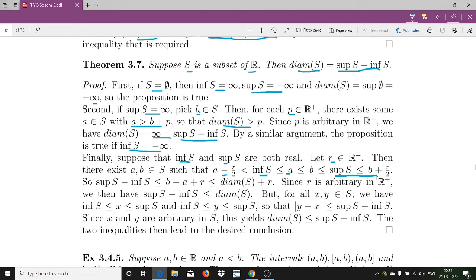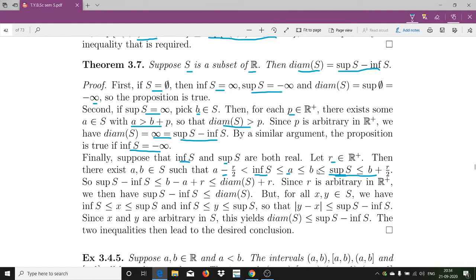So you will have an inequality of this kind: a minus r by 2 less than the infimum of S. That means there exist a and b such that a minus r by 2 is less than the infimum of S, which is less than or equal to a, and I can say a is less than or equal to b, and b is less than or equal to the supremum of S.